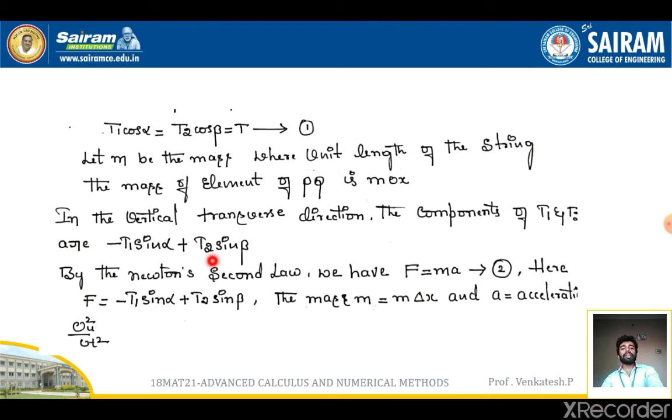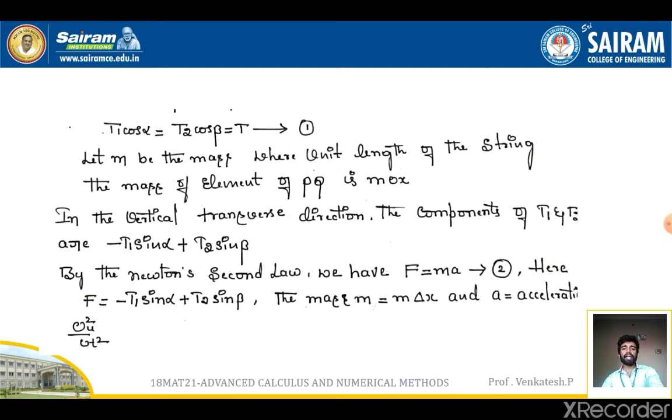By Newton's second law of motion, we have the formula F is equal to ma, where F is the force, m is the mass, and a is the acceleration. According to the derivation, I have the force as minus T1 sine alpha plus T2 sine beta.